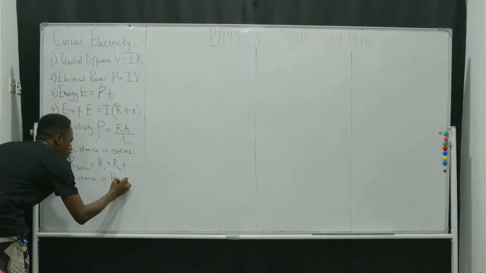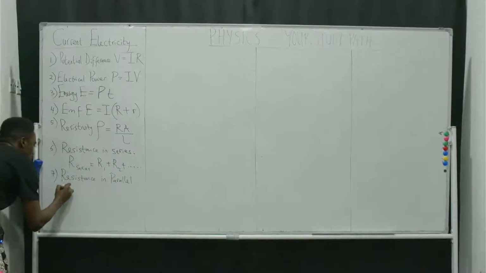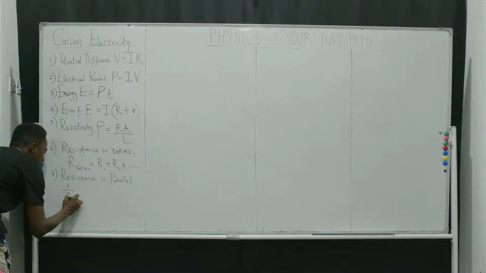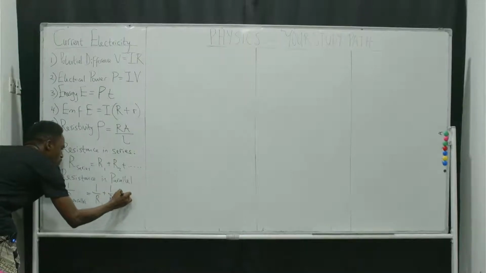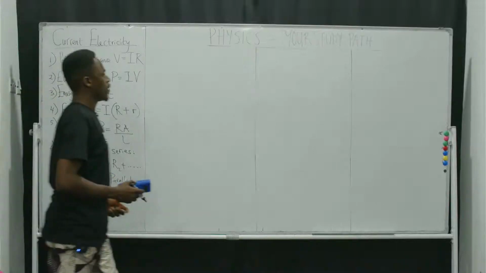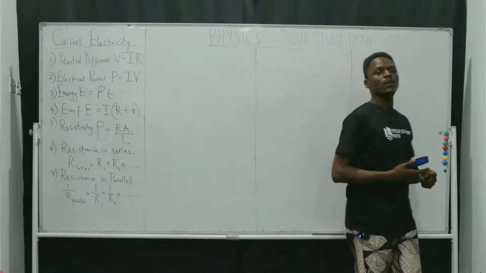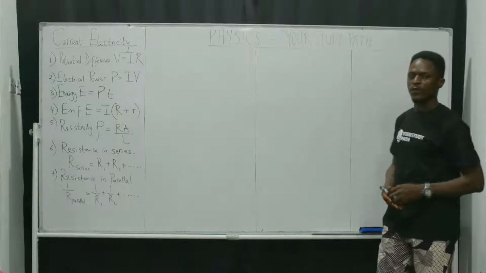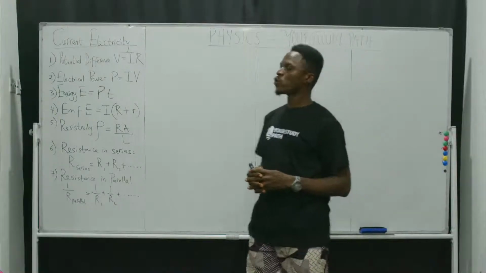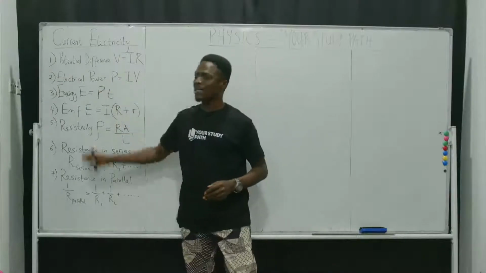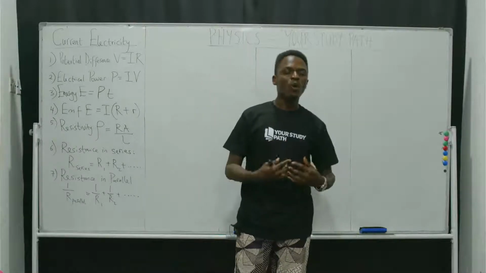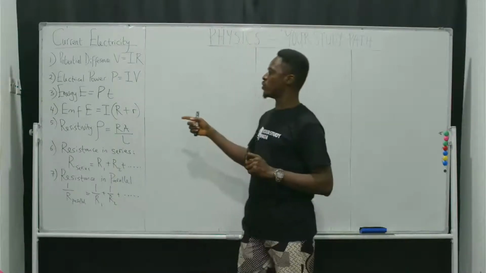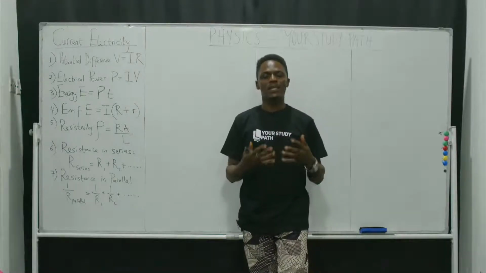parallel. Resistance in parallel is such that 1 over R parallel equals 1 over R1 plus 1 over R2 plus whatever variant of resistor we have, depending on the number of resistors in the circuit. We'll be having more formulas added along the line of the questions we'll be seeing in our Jamb past questions. Remember, the more you familiarize yourself with your Jamb questions, the easier it is for you to deliver the excellence which you desire.